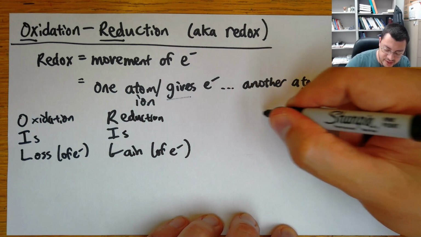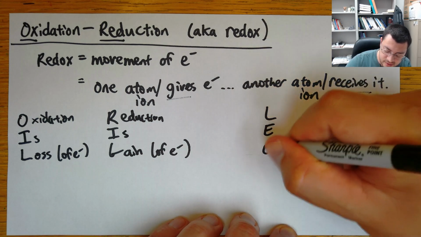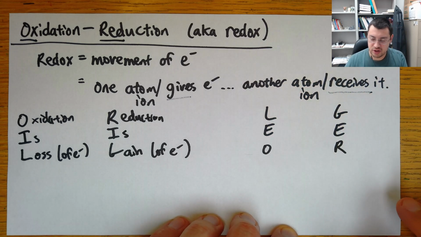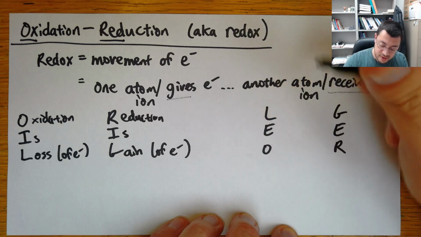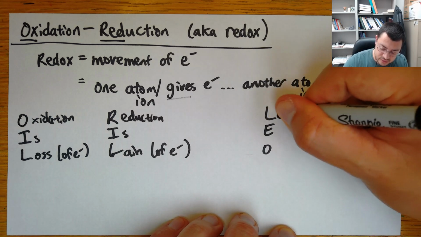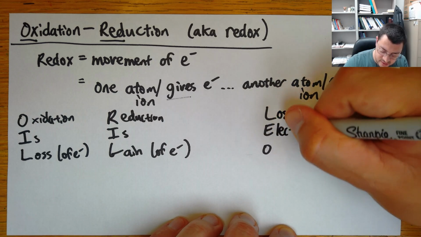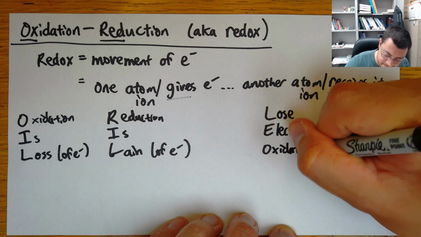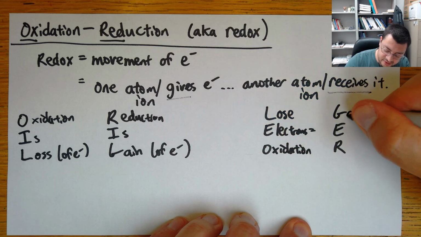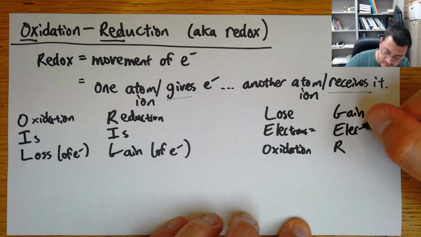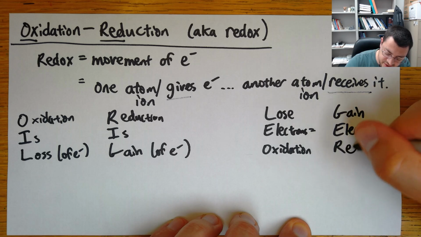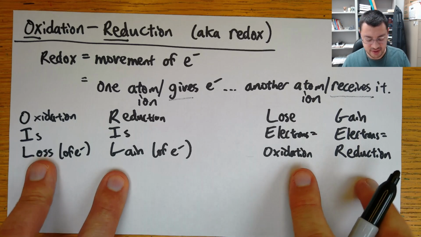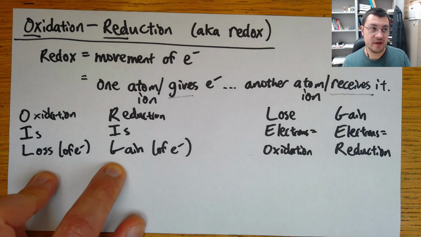Some also phrase it as LEO GER, or as like Leo the lion says GER. All right, so LEO stands for lose electrons equals oxidation. GER stands for gain electrons equals reduction. All right, same ideas between oil rig and LEO GER.